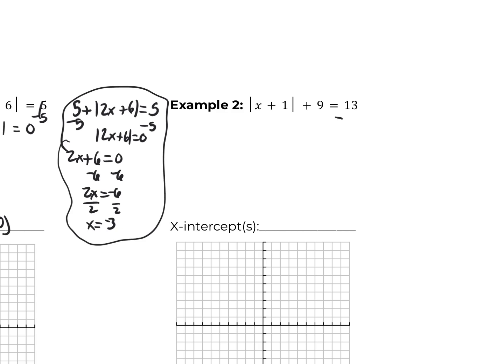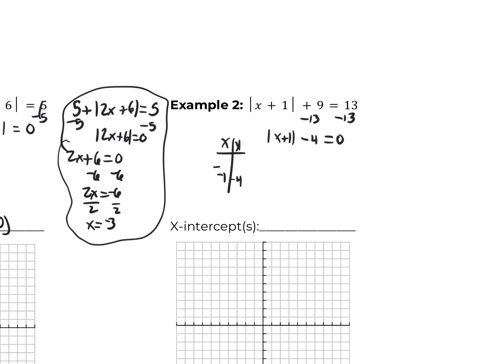So solving this by graphing, we're going to subtract 13 off of both sides. So we have absolute value of x plus 1, 9 minus 13 is negative 4. So we've made it equal 0. Now we're going to graph that, absolute value of x plus 1 minus 4. The vertex of that, the x value is going to be negative 1, and the y value is negative 4.